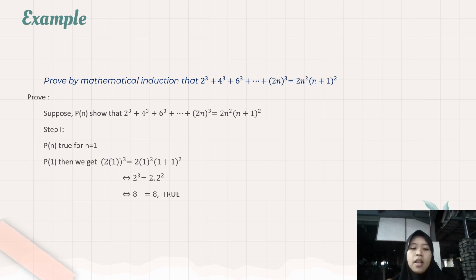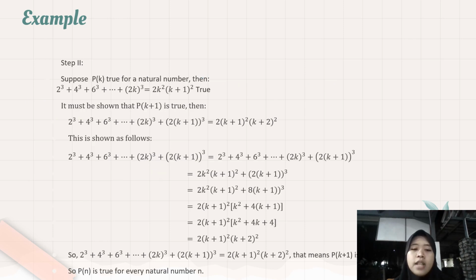Step 1: Pn is true for n equals 1. So P1, then we get 2 times 1^3 equals 2 times 1^2 times (1+1)^2. So we get 2^3 equals 2 times 2^2, so we get A equals A. So it must be true. And we're going to step 2.